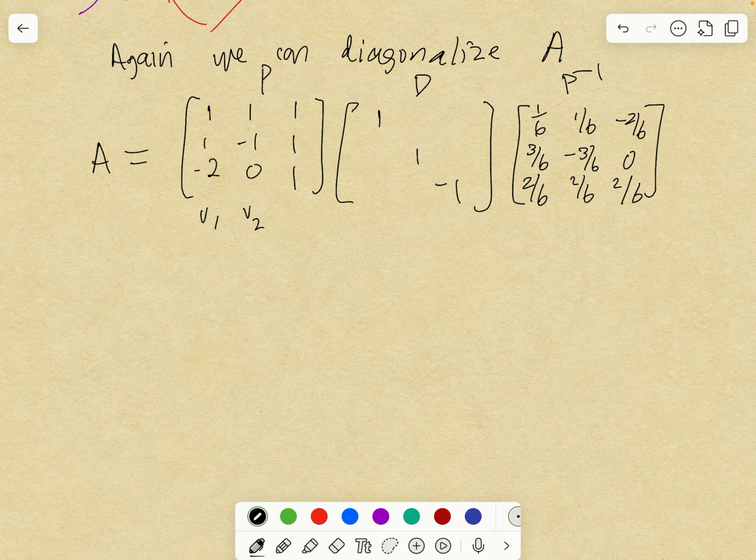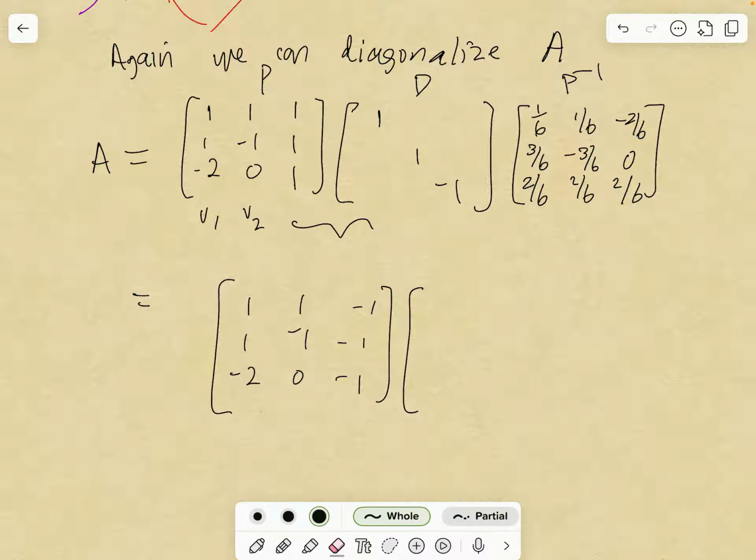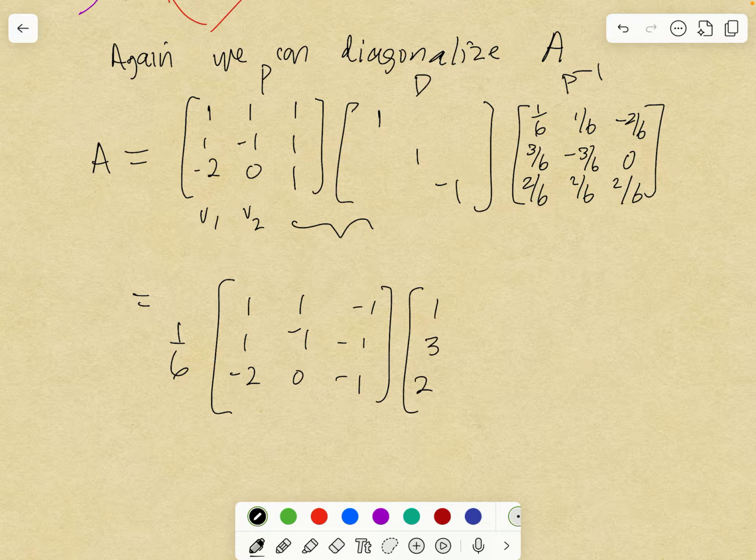Oh dear, I didn't actually calculate this in advance. But we can do PD, and PD is not that bad. The first column is just 1, 1, negative 2. The second column is just 1, negative 1, 0. The third column is negative 1, negative 1, negative 1. Now we need to multiply. I'm just going to factor out the 1/6 and then do this.